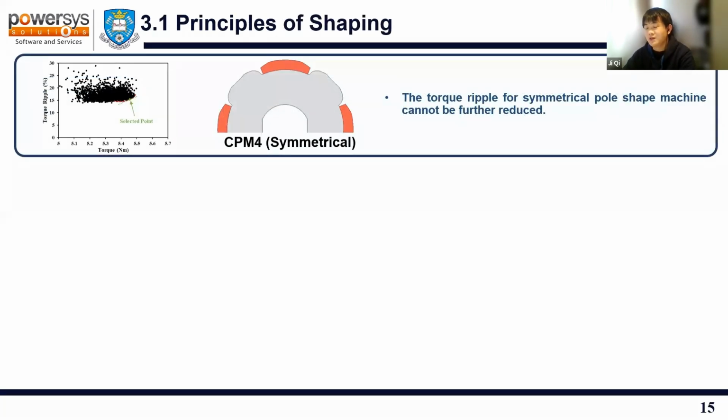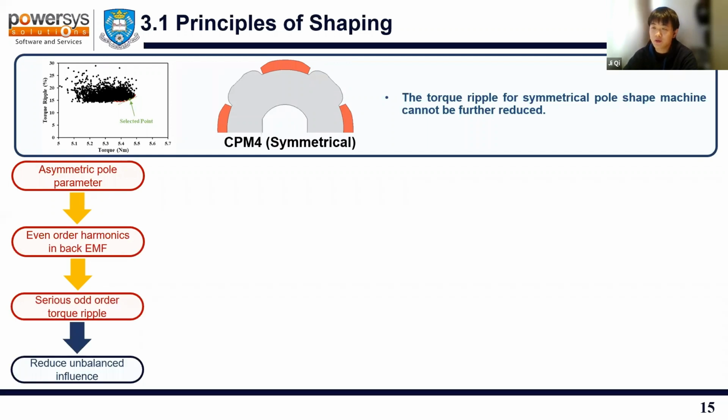However, there is a very strange phenomenon for our symmetrical pole-shaped machine CPM4. As shown in the left figure, it seems like there is a virtual wall here, and the torque ripple cannot be reduced any further. However, the pole shaping method should be effective, as it is in conventional SPM machines. So this phenomenon is quite strange. That's why I try to analyze the asymmetric pole shape in the following part.